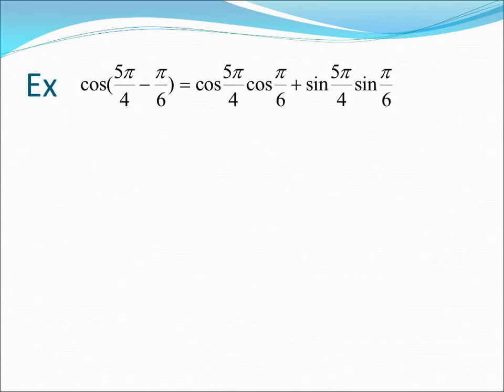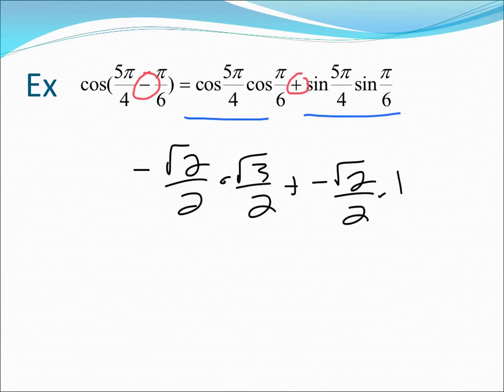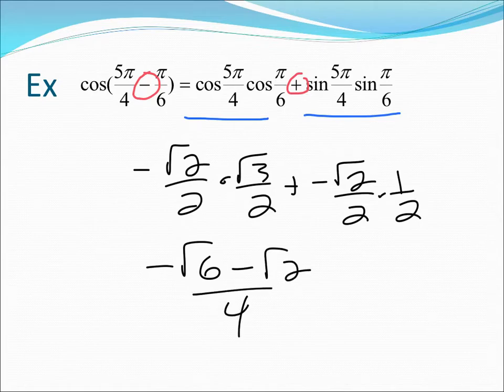Alright, so here's our first example. We have the cosine of 5 pi over 4 minus pi over 6. So again, since we're subtracting, in our formula we're going to be adding. And we have the cosine of both angles followed by the sine of both angles. Okay, so let's go ahead and evaluate this. When we plug these in, we have negative radical 2 over 2 times radical 3 over 2 plus a negative radical 2 over 2 times 1/2. When we simplify, we have negative radical 6 minus radical 2 over 4. And that's what the cosine of the difference of those angles equals.